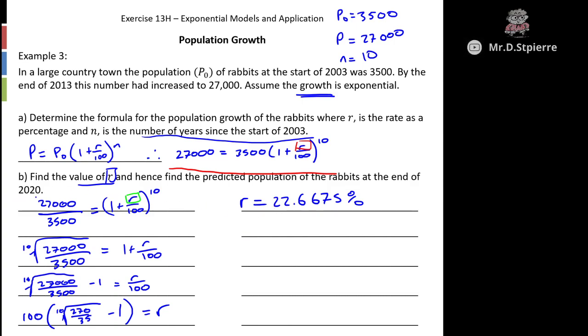We can now use it to find the population of the rabbits in 2020. So we want to find P, where P0, we're still starting with 3,500. 1 plus, we now have our rate, 22.6675 on 100, all to the power of, and again, we're not going to put 2020 in as our power, okay? It hasn't been 2,020 years since our population started. Population started in 2003, so it has been 17 years. Again, stick that into your calculator and you'll get your answer.